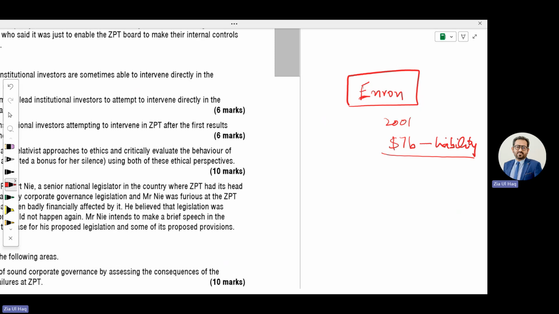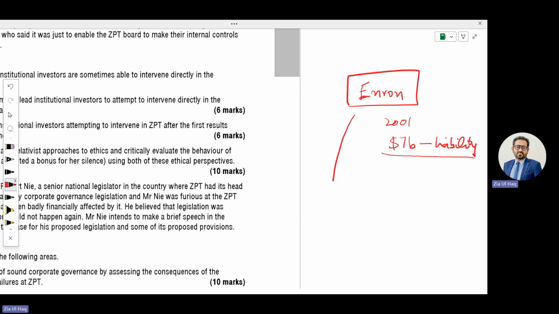What happened? Before issuing financial statements, the directors bought company shares at a low price. And they were involved in this $7 billion liability omission so that after issuing financial statements, when the share price goes up, they can sell those shares at a high price.